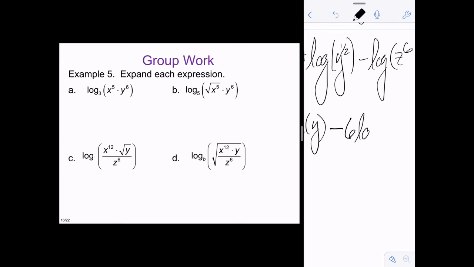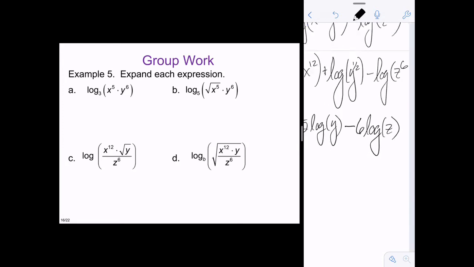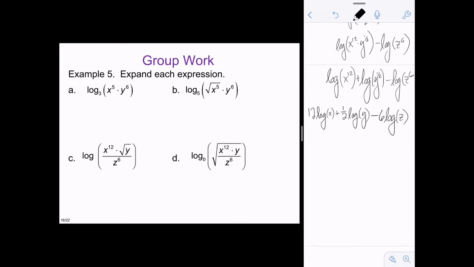So we're going to say -6 log of z. And I warned you that people will say log instead of common log, and I'm doing it right now. So every time I'm saying log, I mean common log. I mean log base 10. So 12 times log base 10 of x plus 1/2 log base 10 of y minus 6 log base 10 of z. That's how that all separates out.